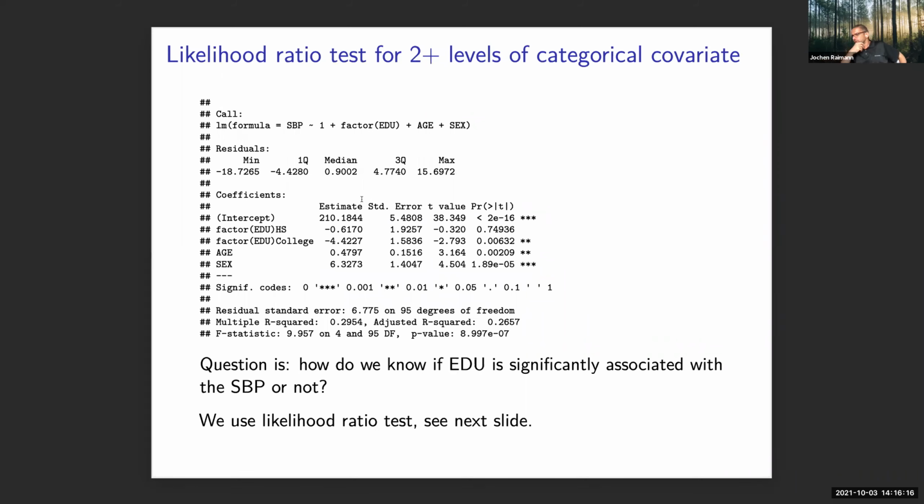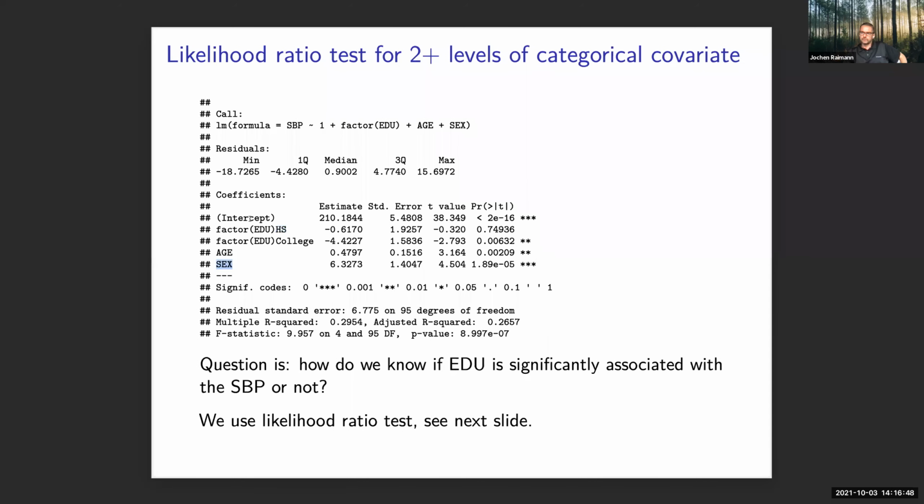So how can you further this exercise? How can you further the inclusion of additional covariates, particularly one as complex as our EDU factor? And how can we confirm that EDU in general, independent of the grouping, independent of the categories, is significantly associated with SPP?